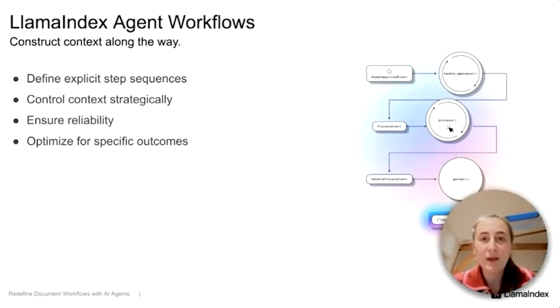One final thing I want to mention about context engineering and LlamaIndex are agent workflows, which really is a way for you to construct context along the way. A workflow is basically a way that you can define every single step that your agent is taking, whether that's a decision step or an outcome step or anything in between. It allows you to really have full control over all of the steps that your agent is taking.